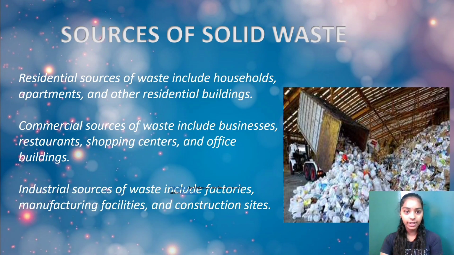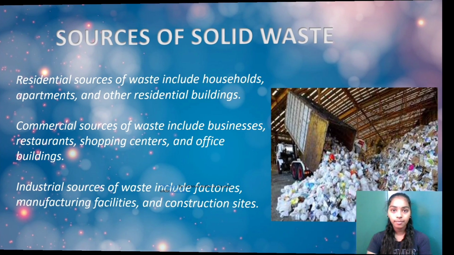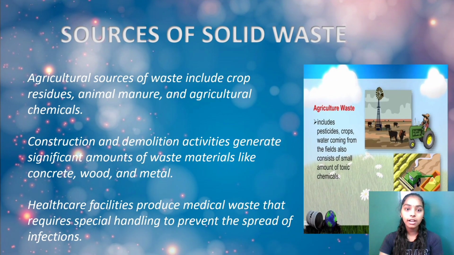Sources of solid waste. Residential sources of waste include households, apartments, and other residential buildings. Commercial sources of waste include businesses, restaurants, shopping centers, and office buildings. Industrial sources of waste include factories, manufacturing facilities, and construction sites. Agricultural sources of waste include crop residues, animal manure, and agricultural chemicals.